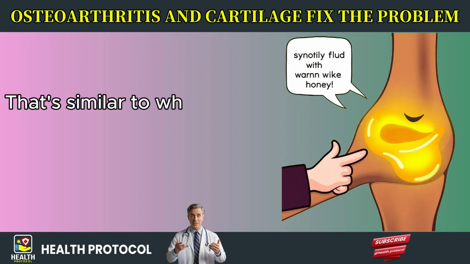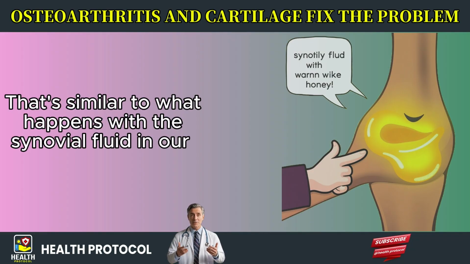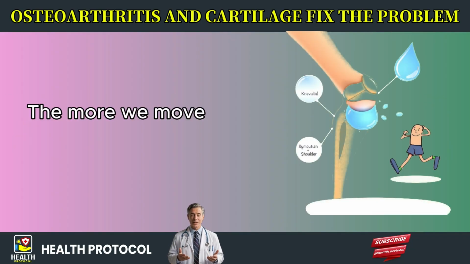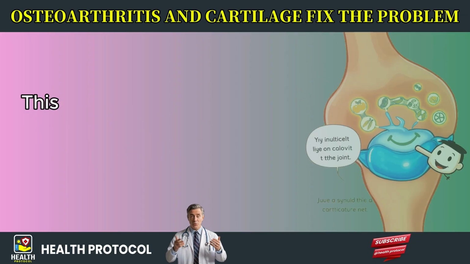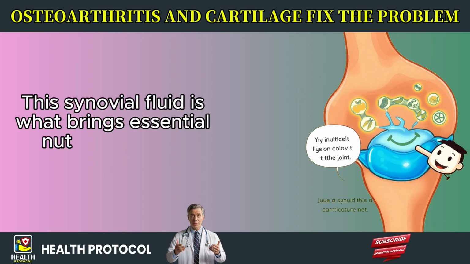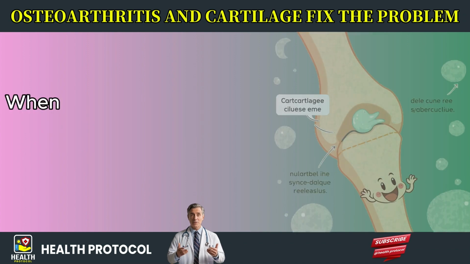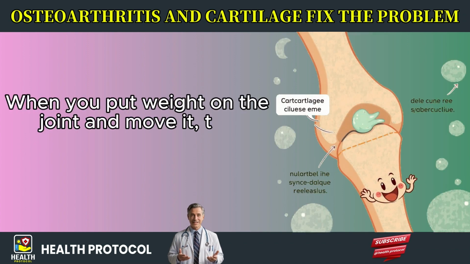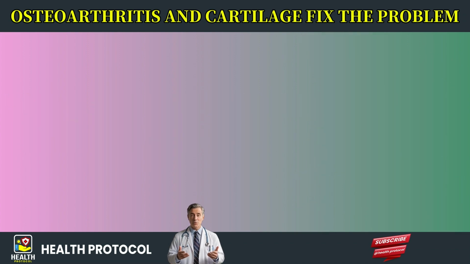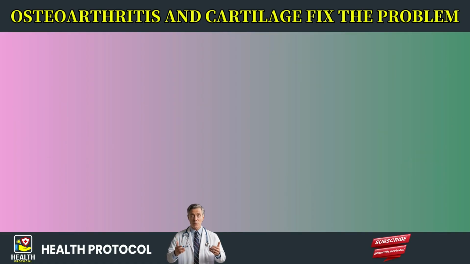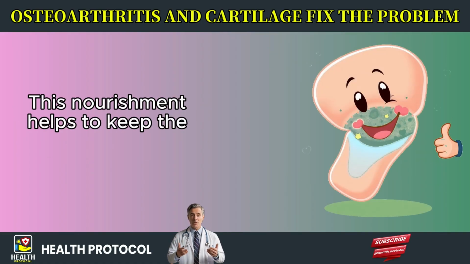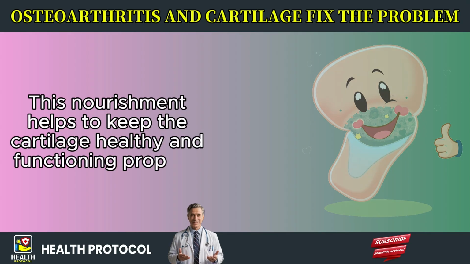That's similar to what happens with the synovial fluid in our joints. The more we move our joints, the more synovial fluid is produced. This synovial fluid is what brings essential nutrients to the cartilage. When you put weight on the joint and move it, the cartilage acts a bit like a sponge, absorbing these vital nutrients from the synovial fluid. This nourishment helps to keep the cartilage healthy and functioning properly.